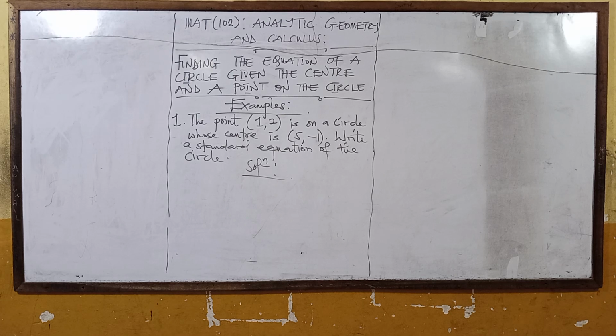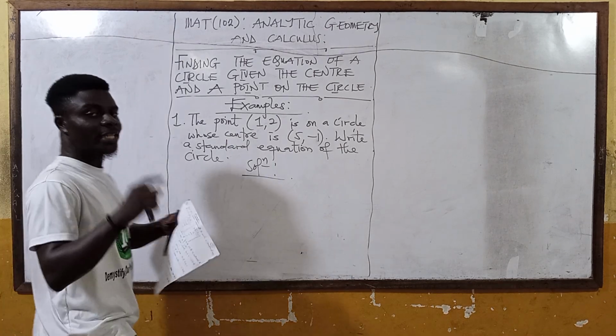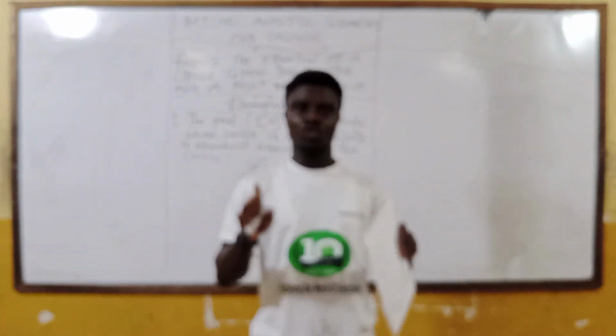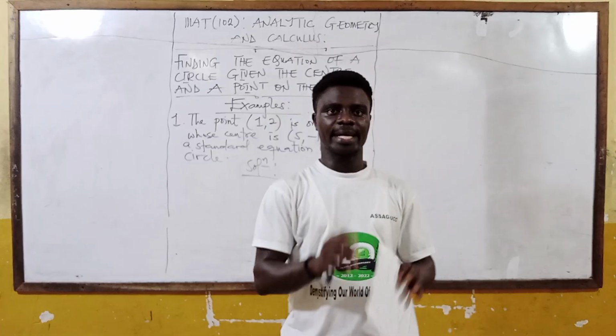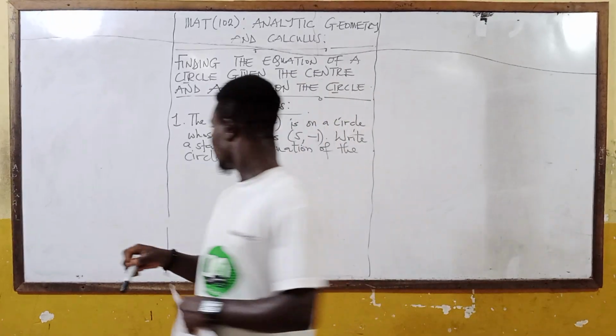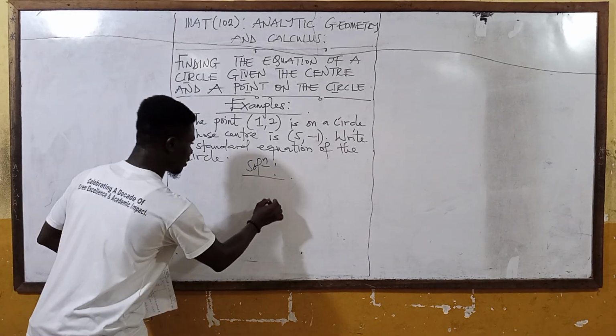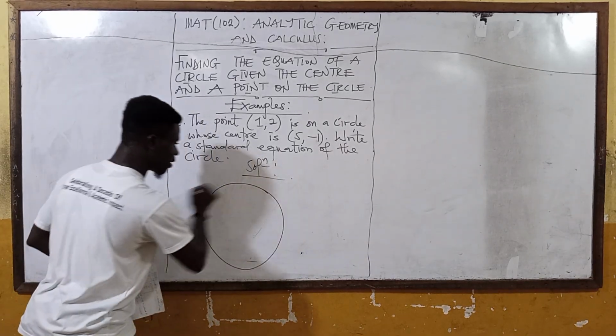All right, example one. The point (1, 2) is on a circle whose center is (5, -1). Write a standard equation of the circle. So let's see. Now don't forget that this one is geometry, so you can sketch the diagram of the circle. Okay, so now let's sketch the diagram of the circle.